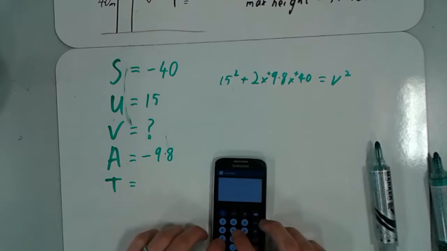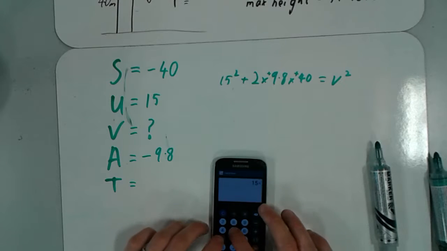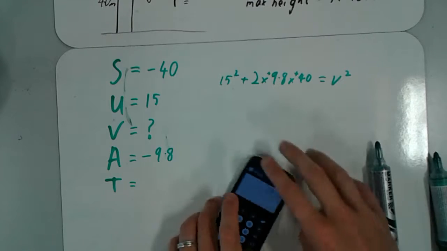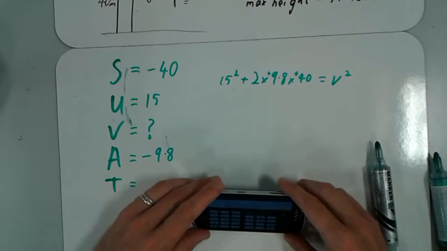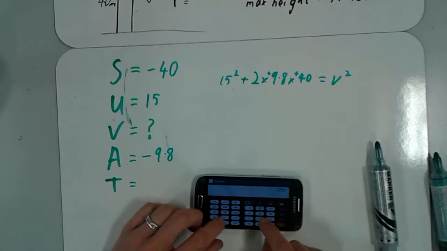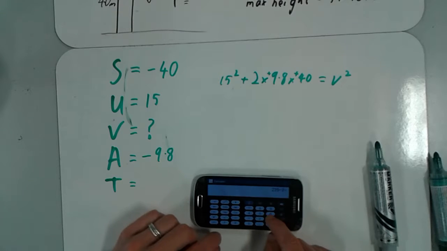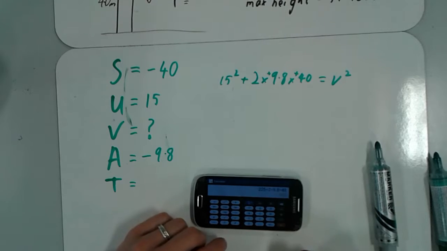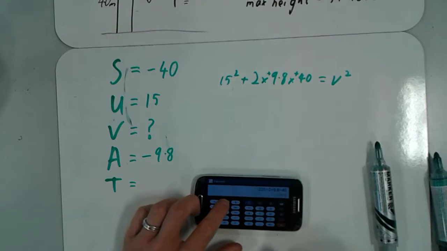So we're going to get 15 squared. Let's just put it in scientific mode. Plus 2 times 9.8 times 40. And then we square root our answer.